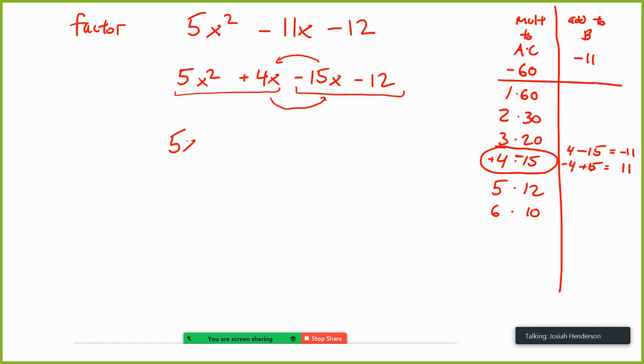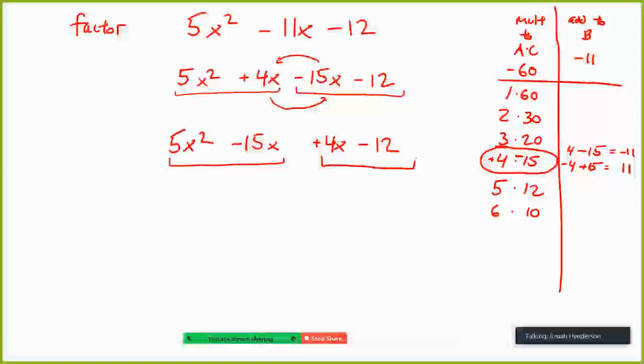I'm going to just rewrite it again, moving my 15x and my 4x. Now remember, if one of those is negative, like our 15, it stays negative when you move it. That negative sign is part of its identity, just like the positive is part of 4's identity. Okay, now we're going to continue with our steps and factor the first two and the last two.